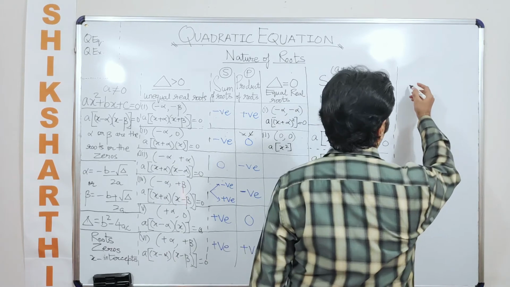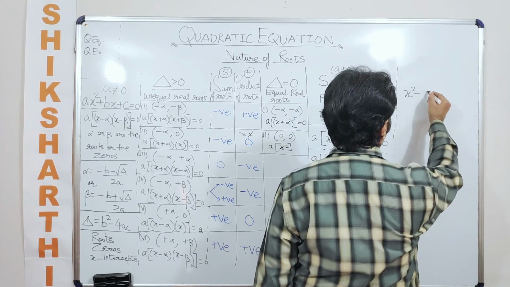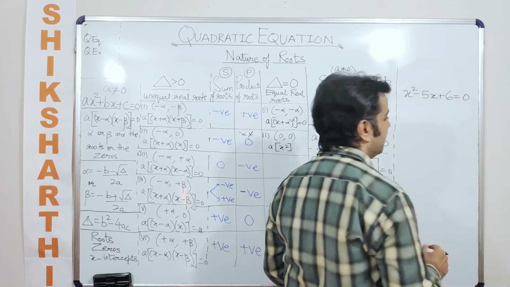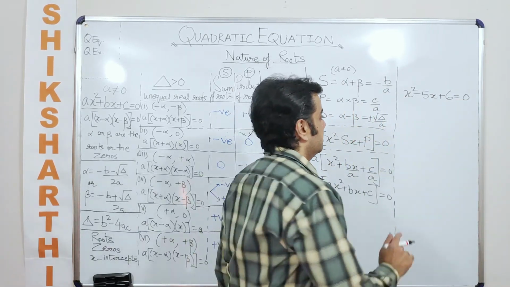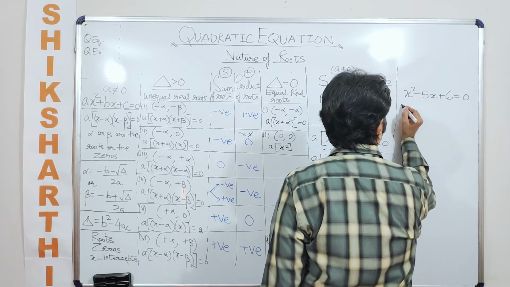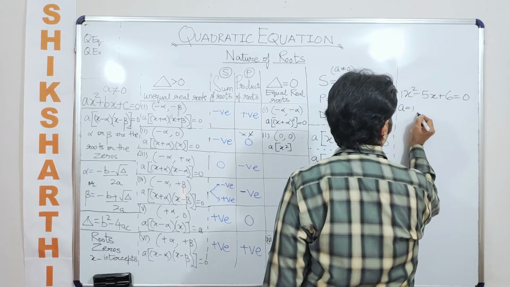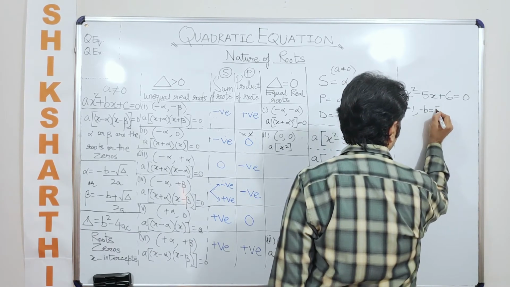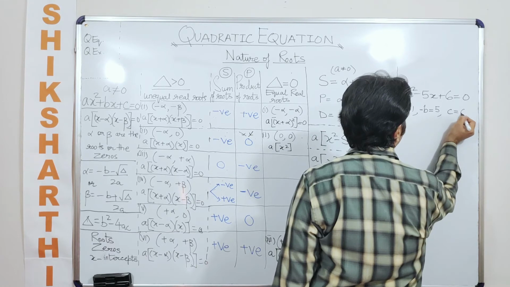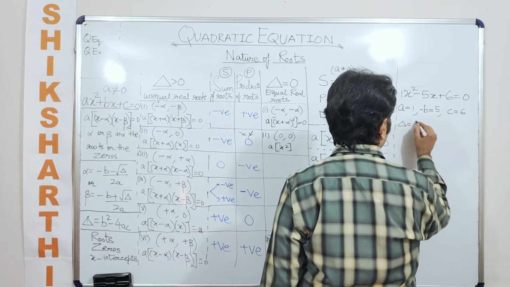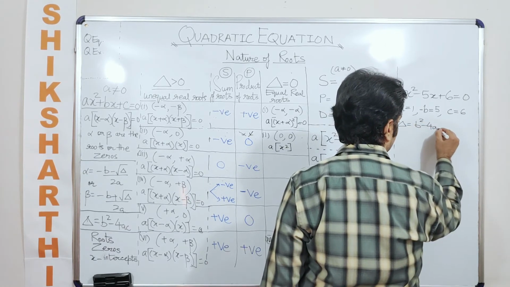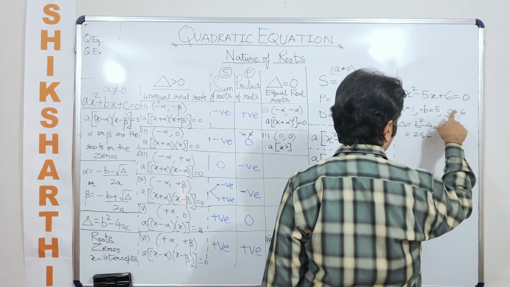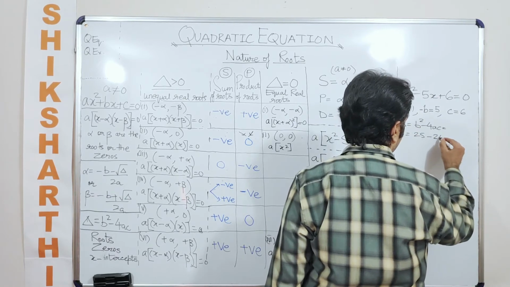If somebody gives me a question like x square minus 5x plus 6 is equal to 0, and I have to factorize this. So all we need to understand here is, what is the value of a here? 1. What is the value of b here? Minus 5. It will be better you write down the value of minus b as 5. The value of c here is 6. Then find out the value of delta. Delta is b square minus 4ac. So how much is b square here? B square is 25 minus 4ac. So 4 into 6 into 1, which is 24.